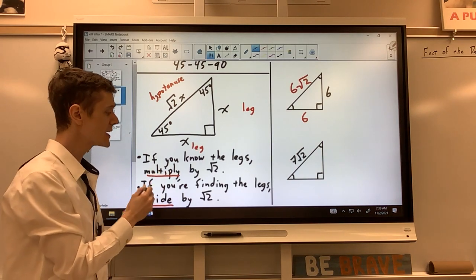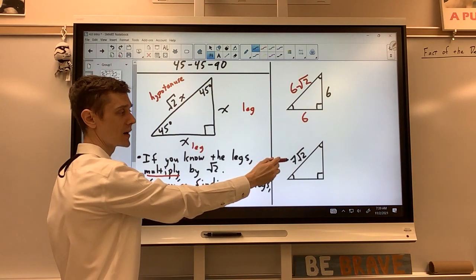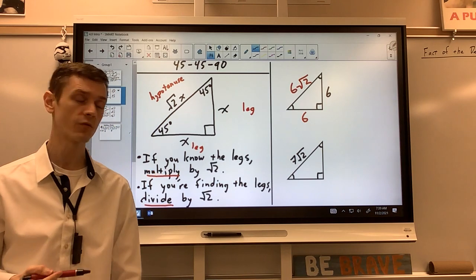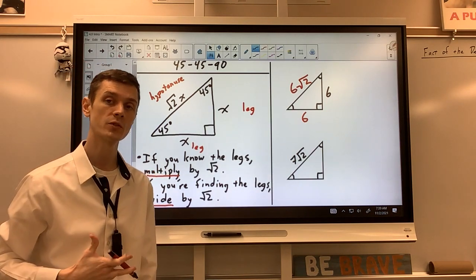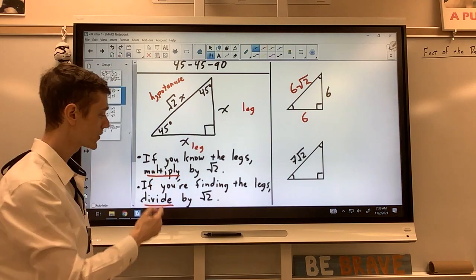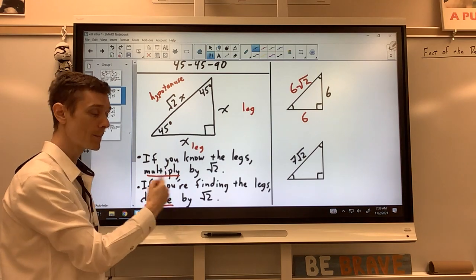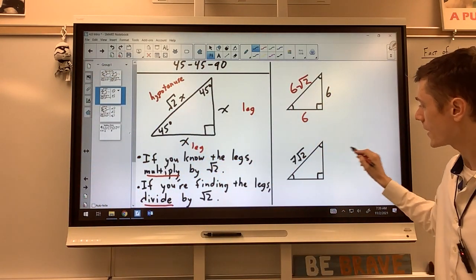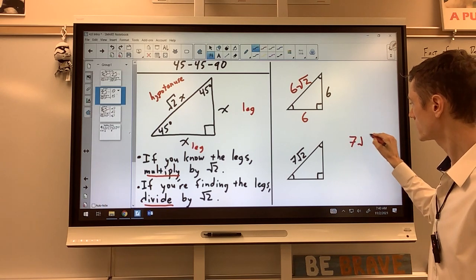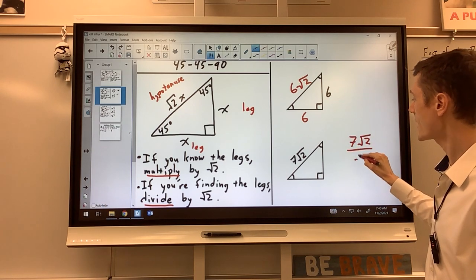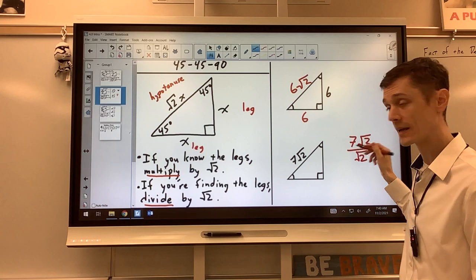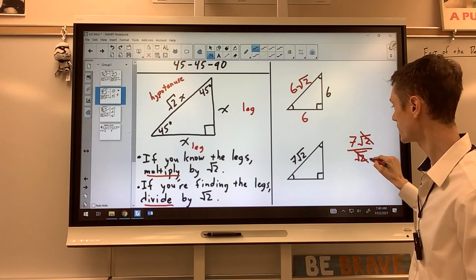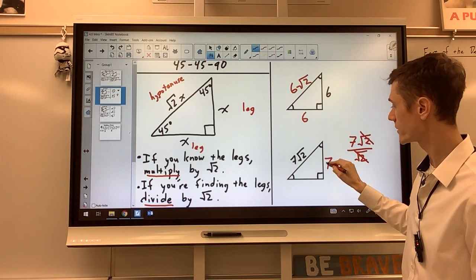Now the other way around is what if the question gives us the hypotenuse, so we know the one across from the 90-degree angle, and we need to find the ones across from the 45-degree angles. Well, for these questions, we're going to find the leg by dividing by square root of 2. So if my hypotenuse is 7 root 2, I'm going to divide by root 2, and what happens in a case like this is the square root of 2's cancel, so that means my legs are just 7.